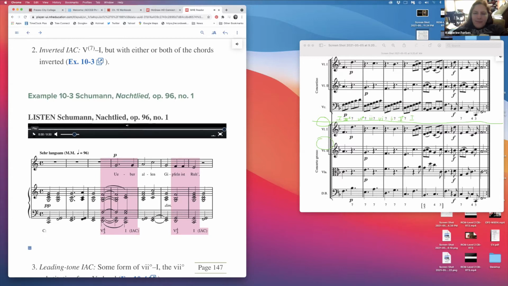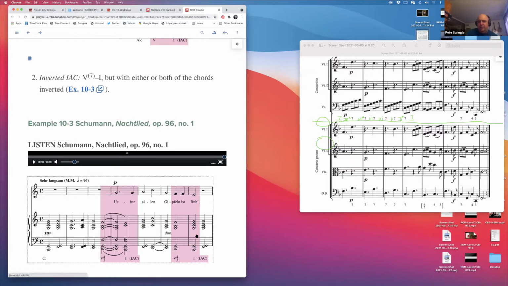Dr. B, with the inverted IAC, how can the 5 or 5-7 be inverted if it's a 5-7? Say that again. Well, it's just not in root position, right? You see how this is a 5-4-3 going to 1 rather than a 5-7 going to 1? Are you with me?